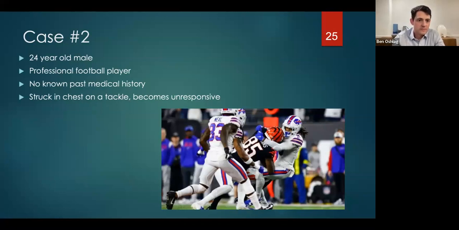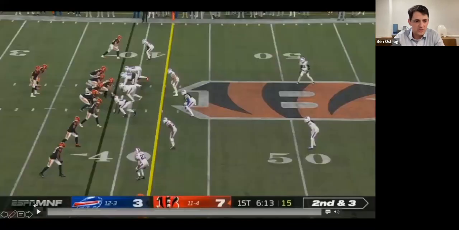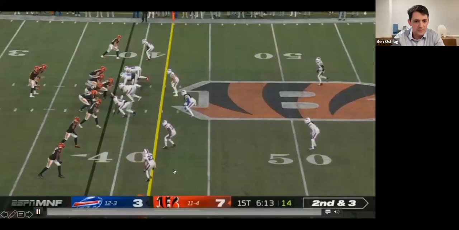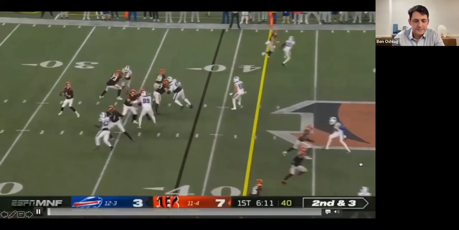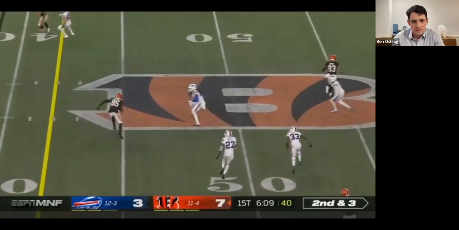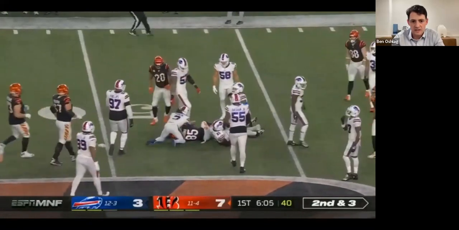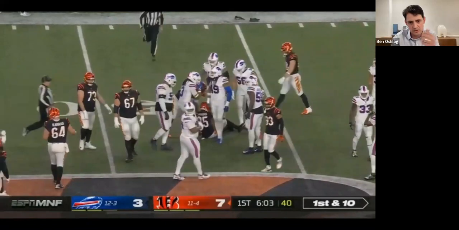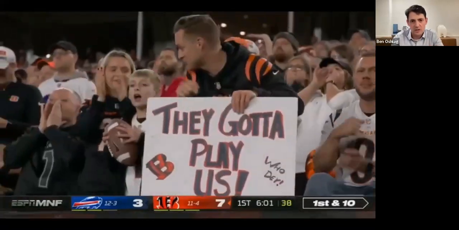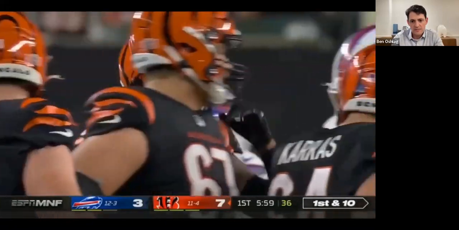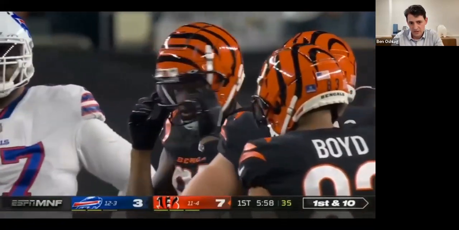So again, a 24-year-old male professional football player with no past medical history, and he was hit in the chest on a tackle. We'll watch just the first minute or so of this video. Essentially, a weak side linebacker in the run game as well. So the hit here actually happens about 7 seconds into the video. He stands up because while he's fibrillating now, he hasn't lost perfusion to his brain. He collapses at about 11 or 12 seconds into this video.